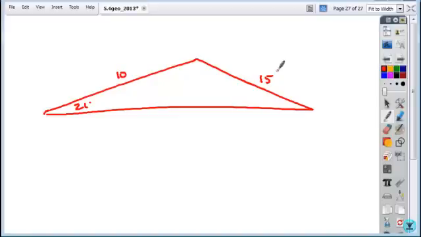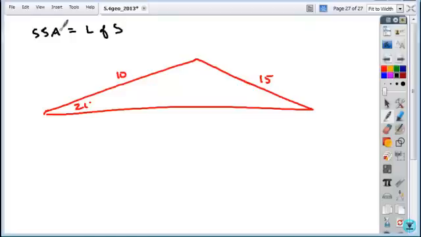Okay, so when you look at the information, again, as you set it up, you identify the pattern that's provided. You have two sides and a non-included angle. SSA. SSA tells you you're using law of sines. Okay, so now determine, are there one solution or two solutions?